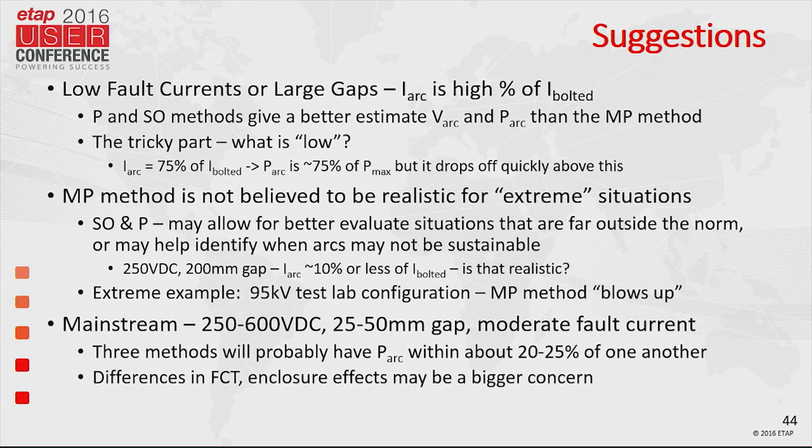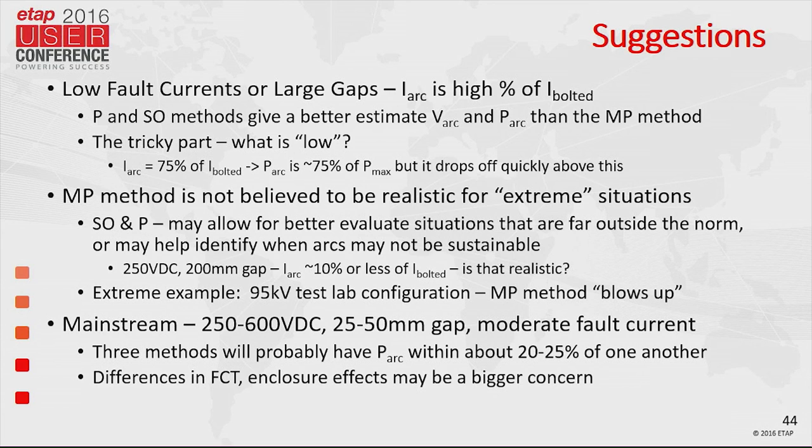Maximum power method is not really believed to be realistic for extreme situations. What is extreme? Well, we saw some of these things, 250 volt DC, 200 millimeter gap. The Stokes model said the arcing fault current was less than 10% of the bolted fault current. Is that really realistic? Or is that telling us that, hey, we can't really sustain an arc in that situation? I think that may be closer to the latter than the former.